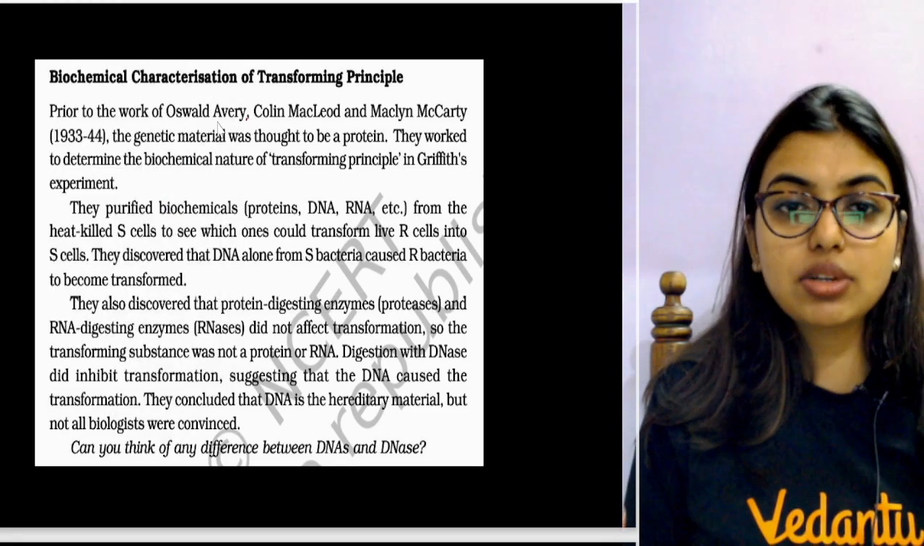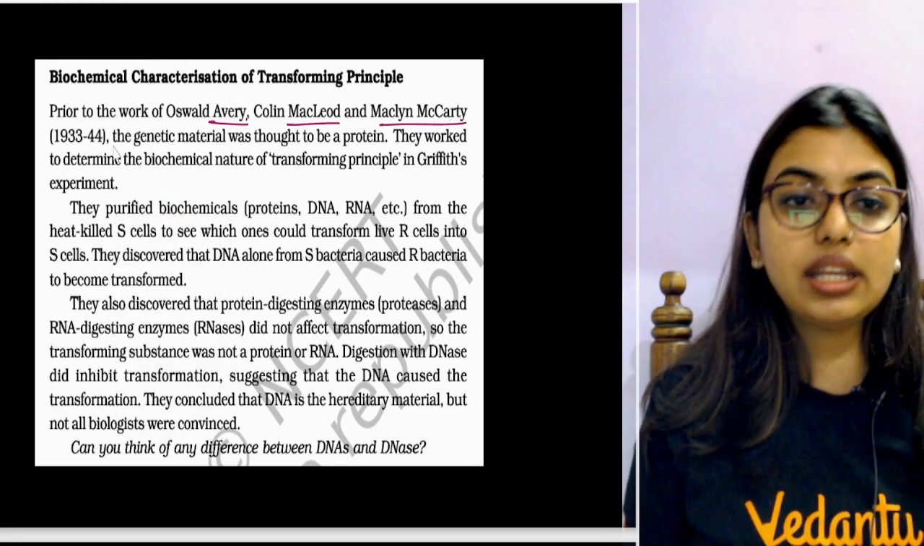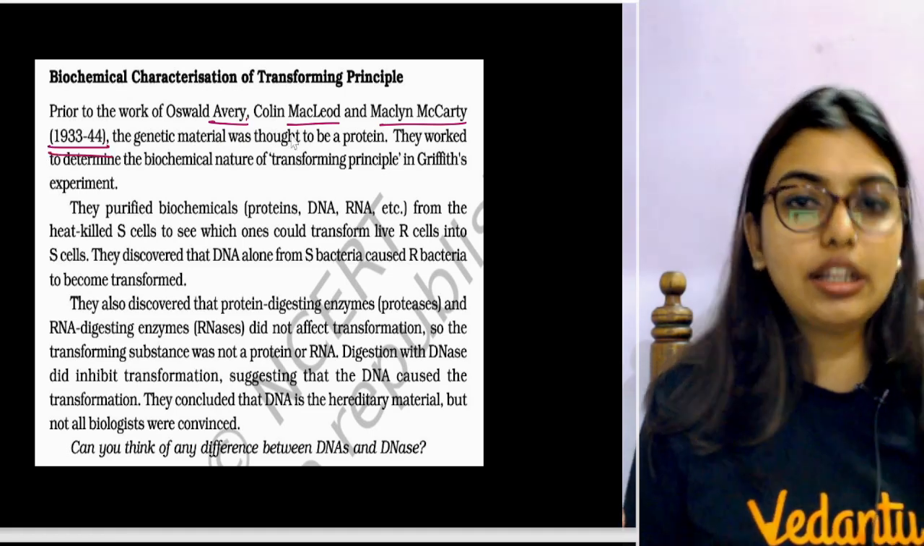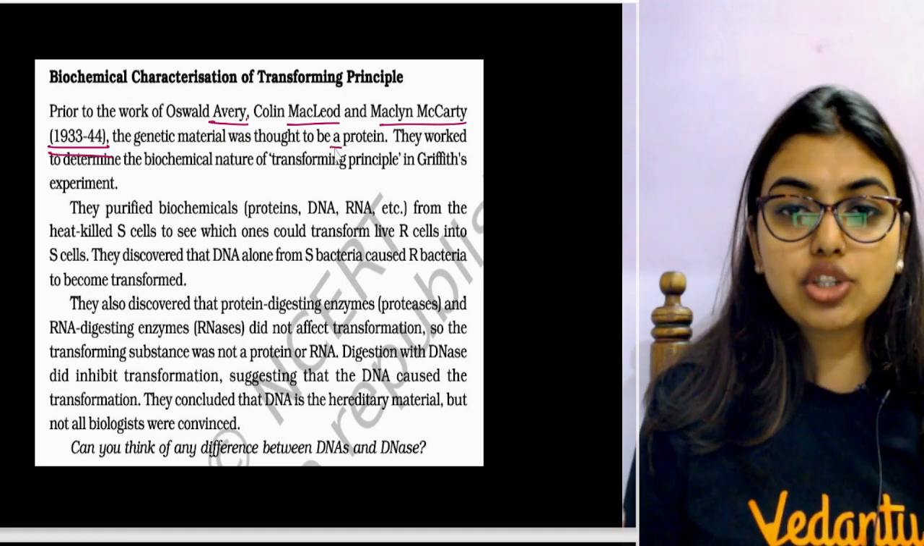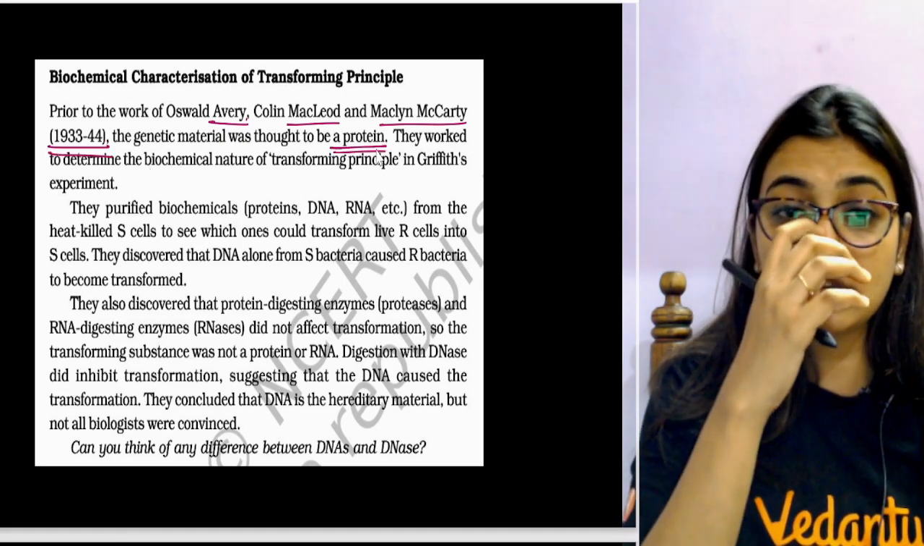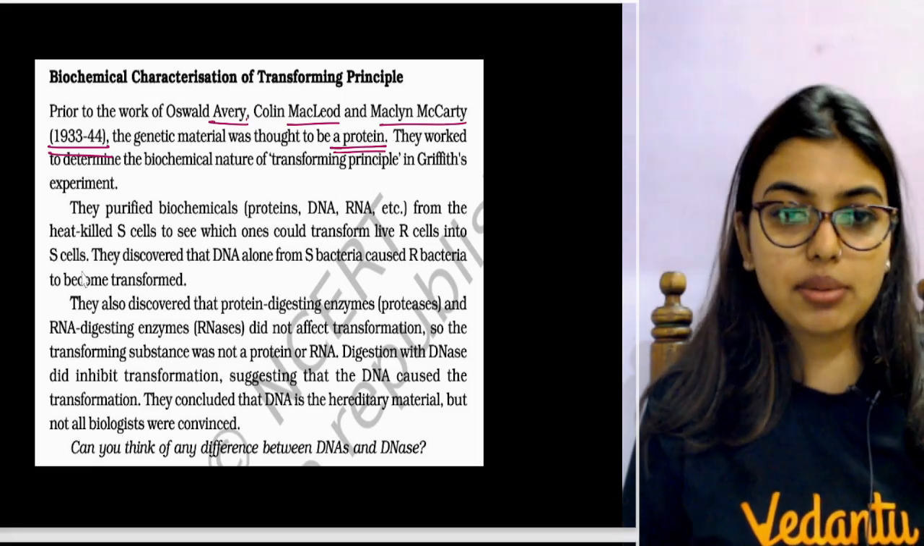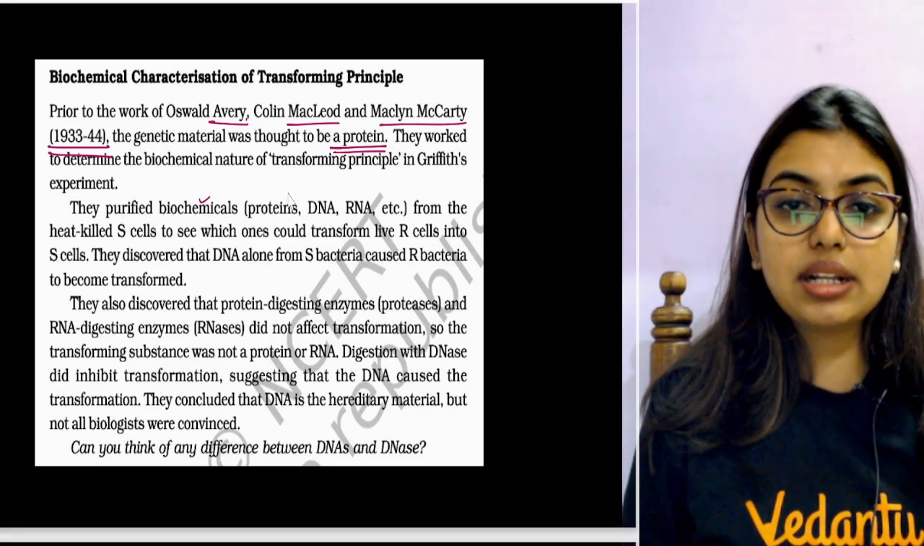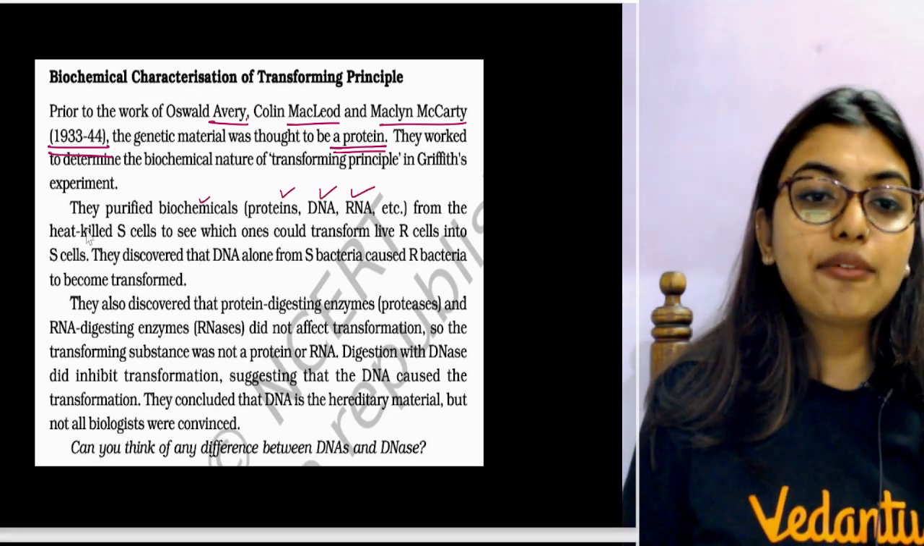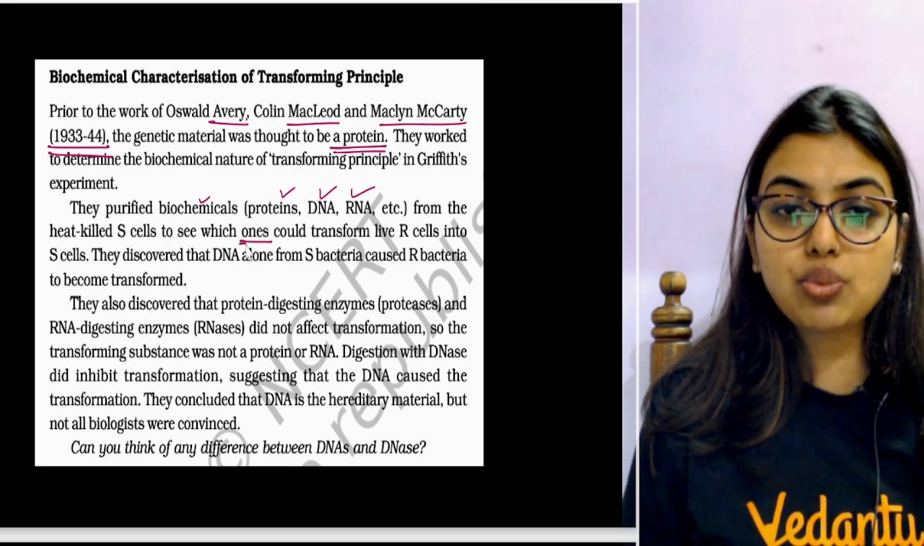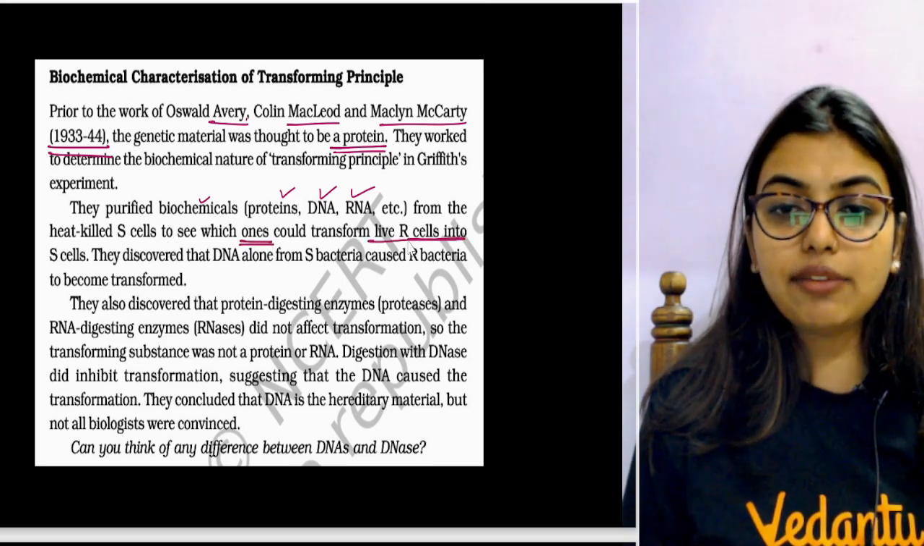So the experiment was done by Avery, McLeod and McCarty in 1933 to 1944. The genetic material was thought to be a protein, so they worked to determine the biochemical nature of the transforming principle. They purified biochemicals, that is proteins, DNA and RNA, from the heat-killed S strain to see which ones could transform the live R strain.